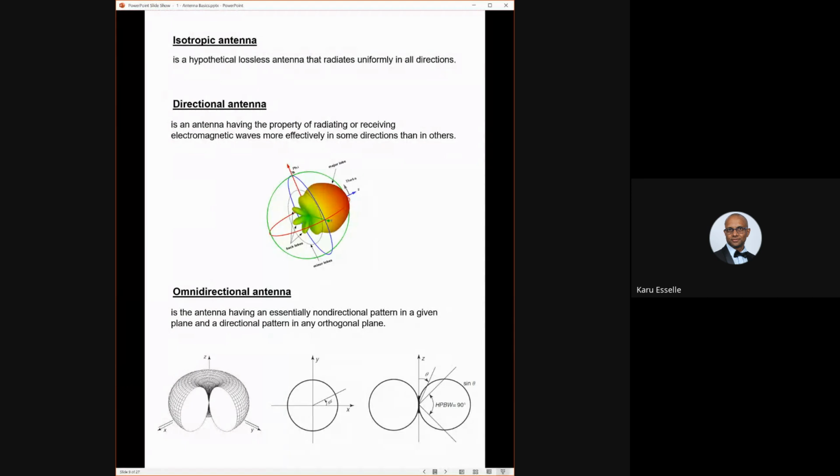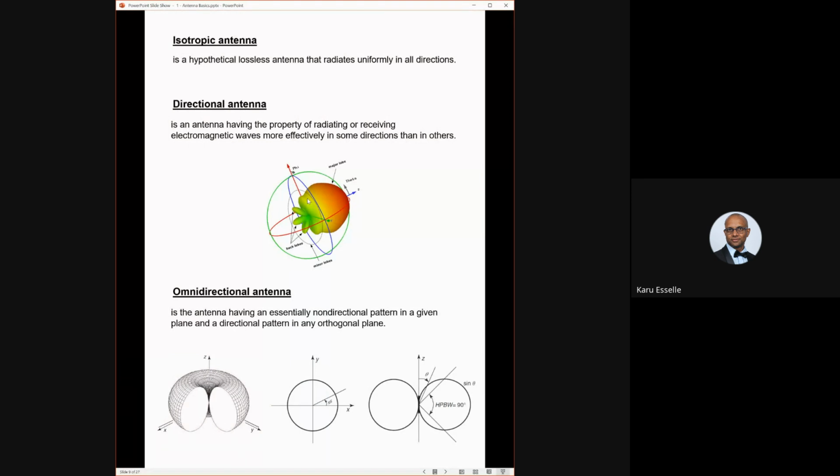But it is quite important because the directivity of other antennas is defined relative to this hypothetical isotropic antenna. Almost all antennas are directional. It's an antenna having a property of radiating or receiving electromagnetic waves more effectively in some directions than in others, like this one. This will radiate better in this direction when you use it as a transmitting antenna. It radiates most of the energy in this direction, not much in the transverse directions, a little bit in the other directions.